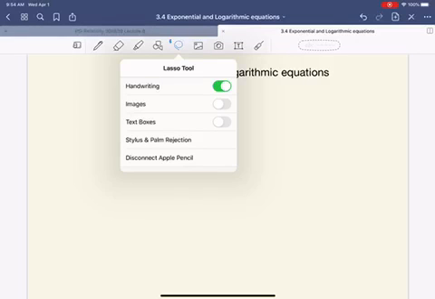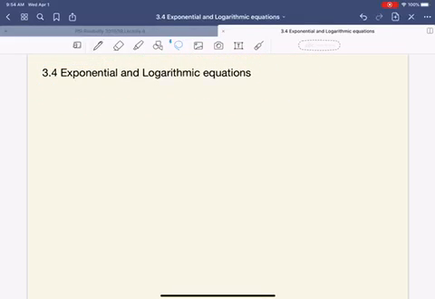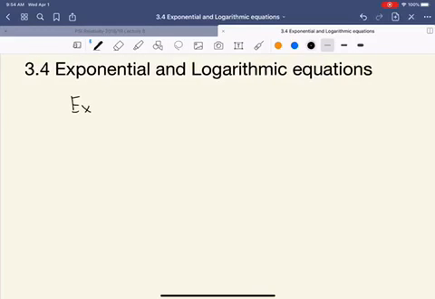So let me move this real quick. Okay, so let's start. Let's get right into examples. Let's solve 4 raised to the absolute value of x equals 128.